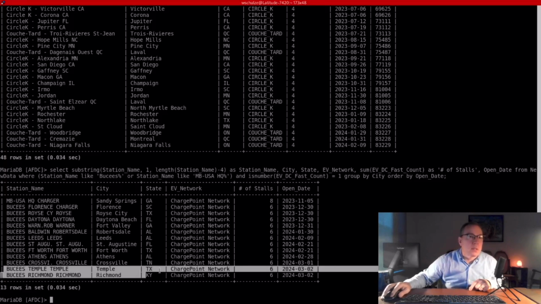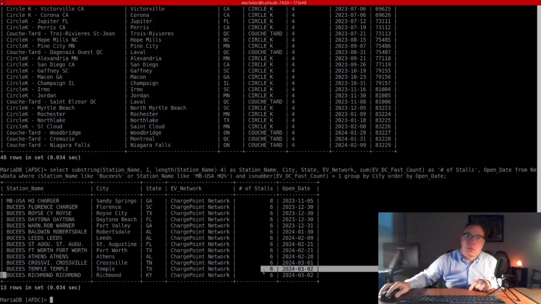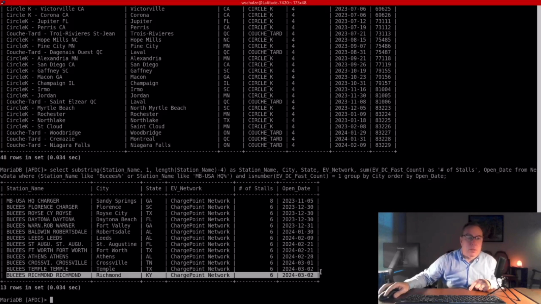This location in Temple, Texas was a bit of a sleeper site. It wasn't on PlugShare. I didn't know about it. And then it suddenly opened. And Richmond, Kentucky opened very abruptly. It went from being under construction to being almost done and to being open in a very short amount of time. So that was an aggressive build right there.